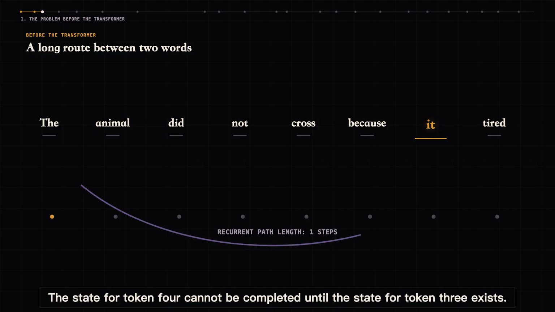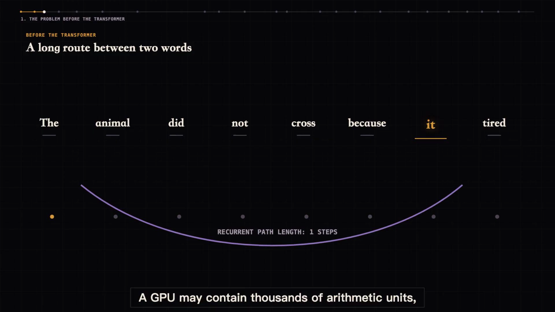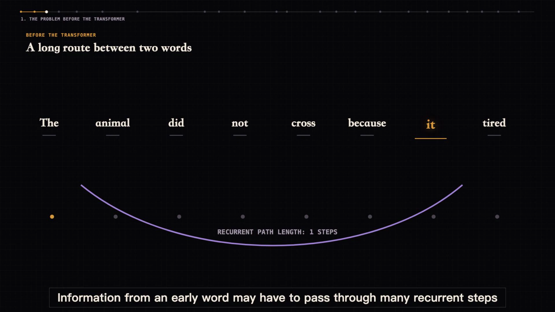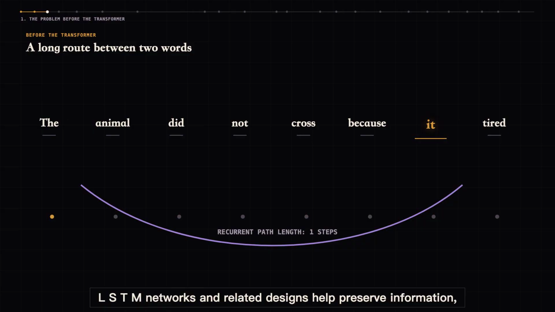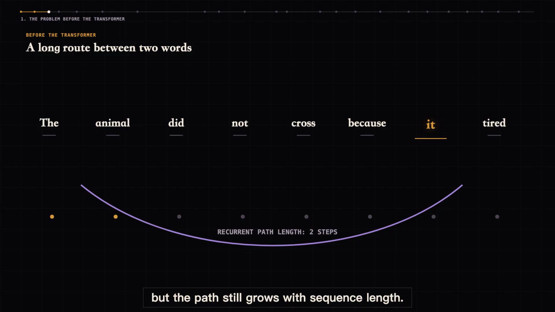The state for token 4 cannot be completed until the state for token 3 exists. Token 3 waits for token 2, and token 2 waits for token 1. A GPU may contain thousands of arithmetic units, but those units cannot remove a dependency that the algorithm requires. The chain also makes long-distance relationships harder to learn. Information from an early word may have to pass through many recurrent steps before it reaches a much later word. LSTM networks and related designs help preserve information, but the path still grows with sequence length.